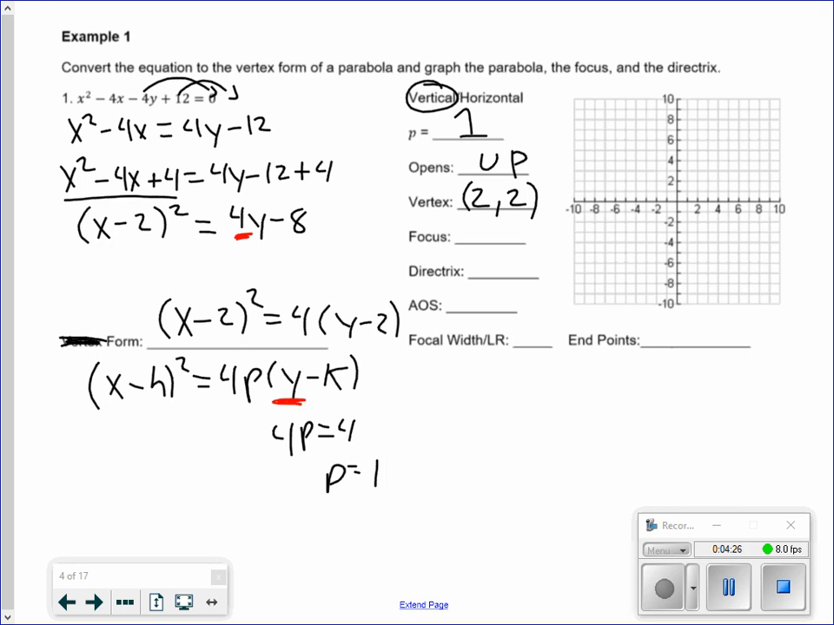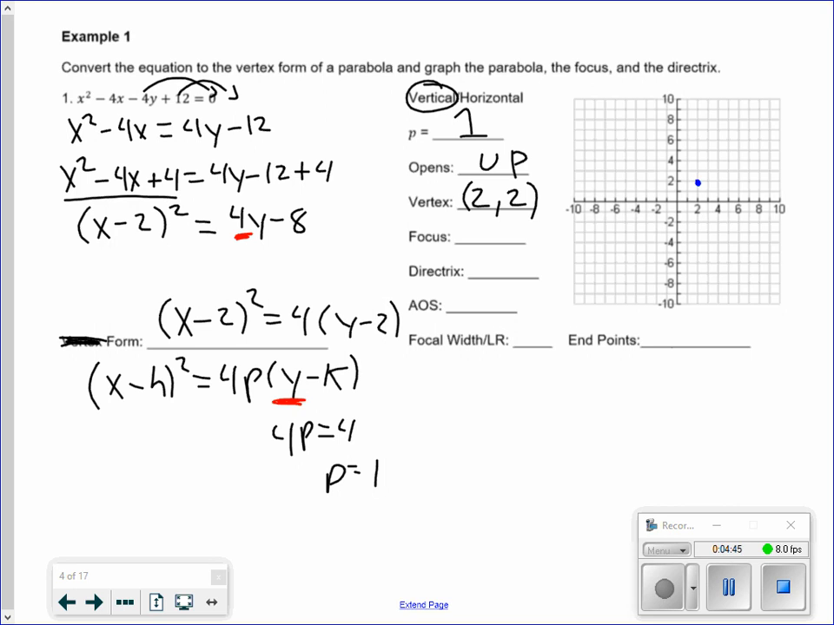So for our focus and directrix, instead of trying to figure it out with the p-value and the vertex and trying to think about it all in my head, I'm just going to go ahead and graph it. It just makes it much easier, much clearer to see everything. So if you have a graph, or even if you don't have a graph, make one. Just graph it, make your life that much easier.